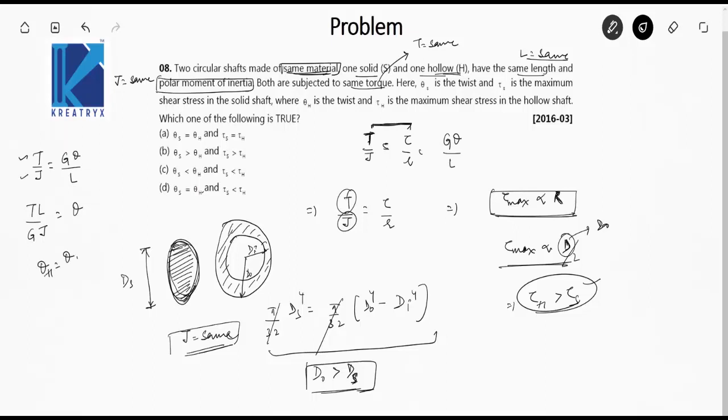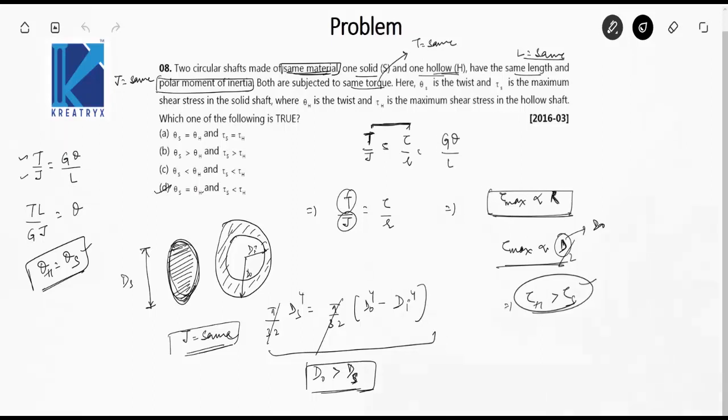this will be the answer, that the angle of twist in the hollow shaft will be equal to the angle of twist in the solid shaft. So the option that satisfies our answer is theta_s is equal to theta_h and tau_h is greater than tau_s. So option D will be the answer. Next question.